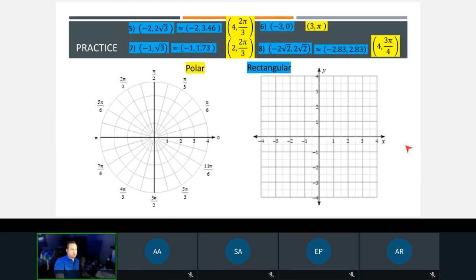All right, volunteer for number one, rectangular. Antonia, number 1, rectangular, go for it. Number 2, rectangular. Emily, number 2. How about number 3? Caitlin, number 3, rectangular. Number 4, Julia, number 4, rectangular. All right, number 1, polar.